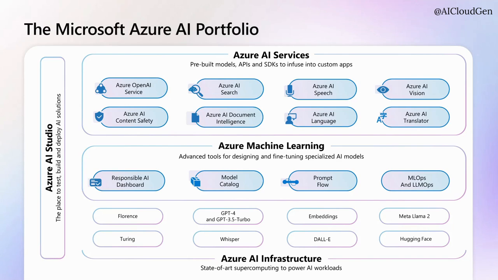The next thing I want to talk about is the Azure AI services. Microsoft has built some pre-built AI models, and they have exposed these AI models as APIs, which are REST APIs, as well as SDKs, which are software development kits. Software development kits are nothing but a wrapper over existing APIs to make it easy for developers to consume.